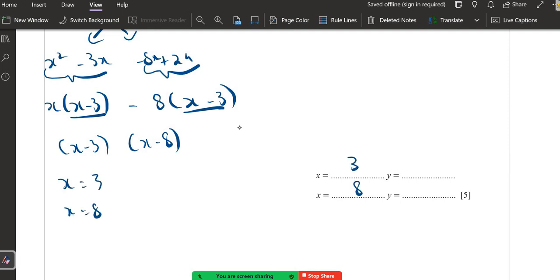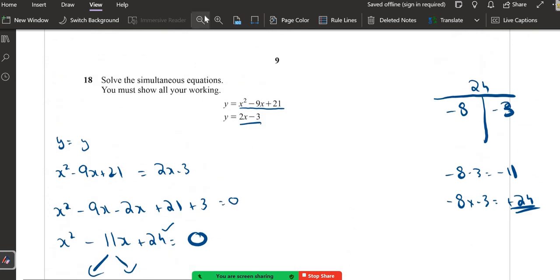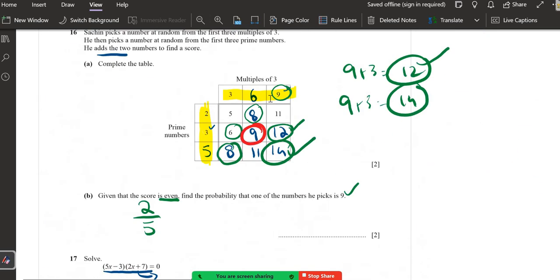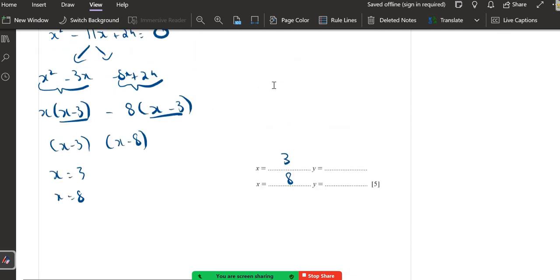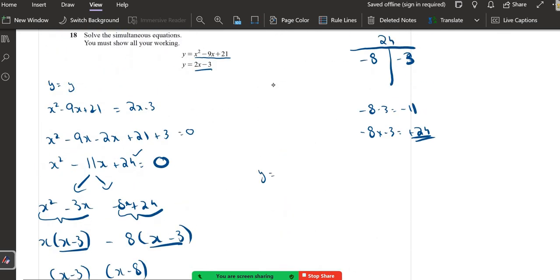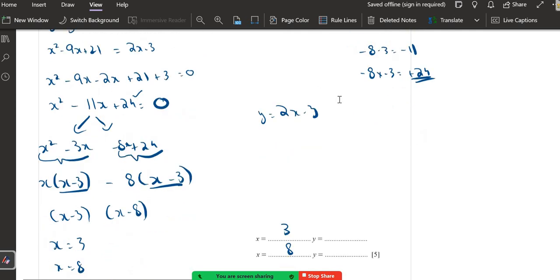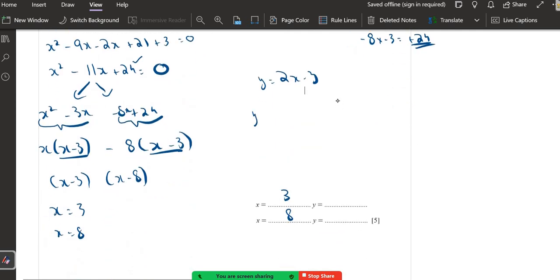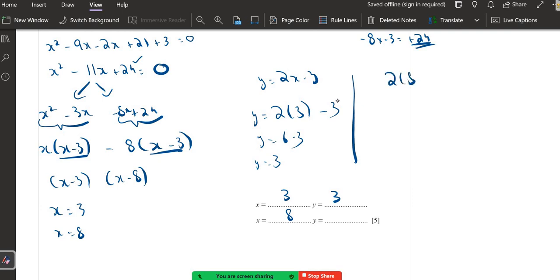Now let's find the corresponding value of y. I guess I zoomed out too much. So y is equal to 2x minus 3. Let's plug in the values. First value is 3. y is equal to 2 multiplied by 3 minus 3, so y is 6 minus 3, y is equal to 3. Let's plug in the second value, which is 8. 2 8s are 16, 16 minus 3 is 13. Yeah, hence solved.